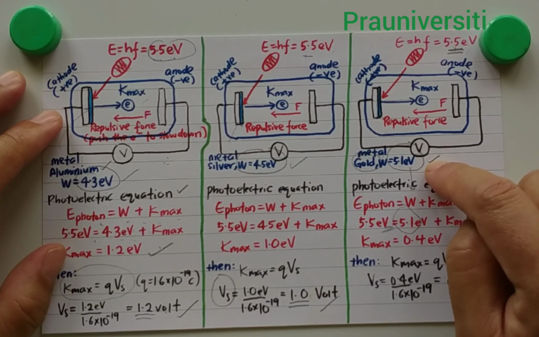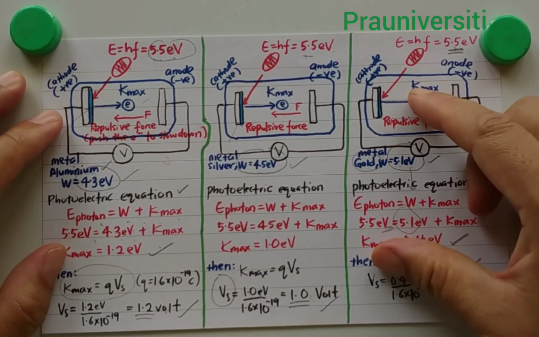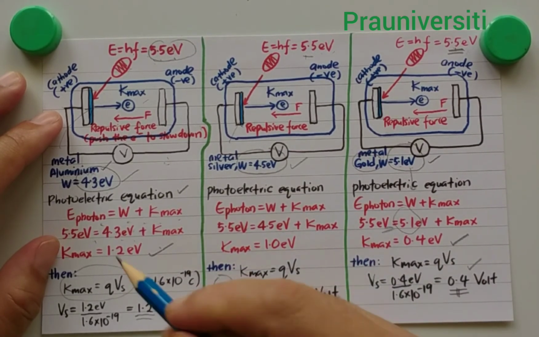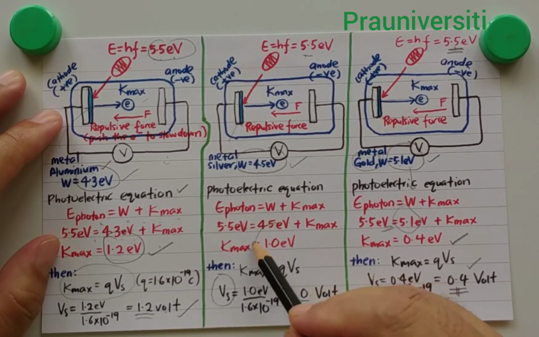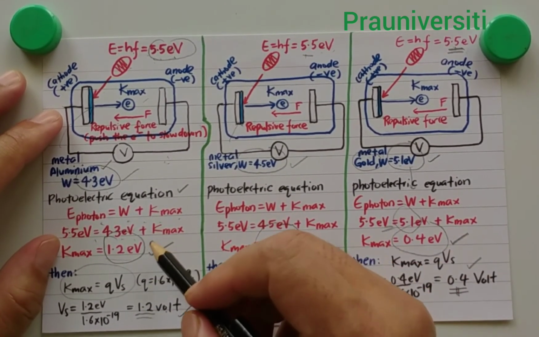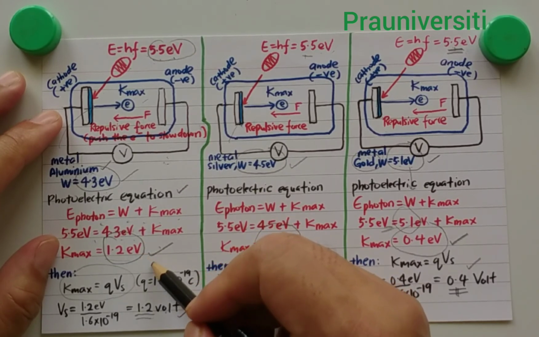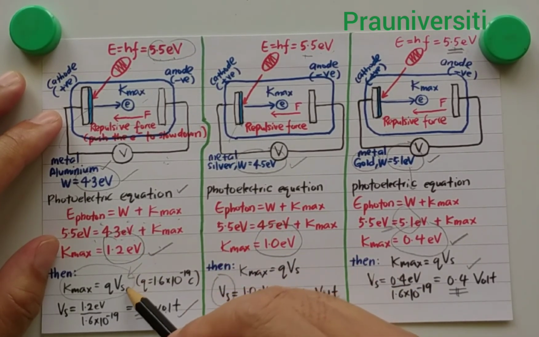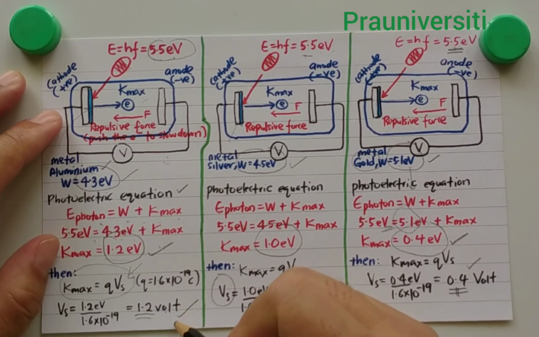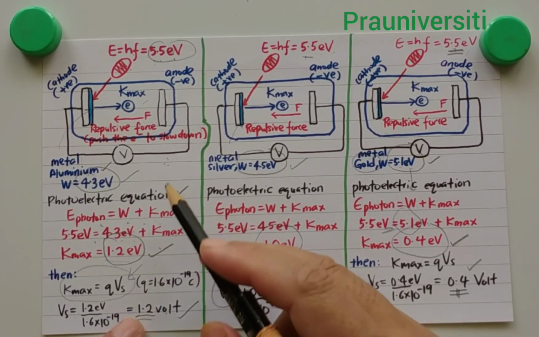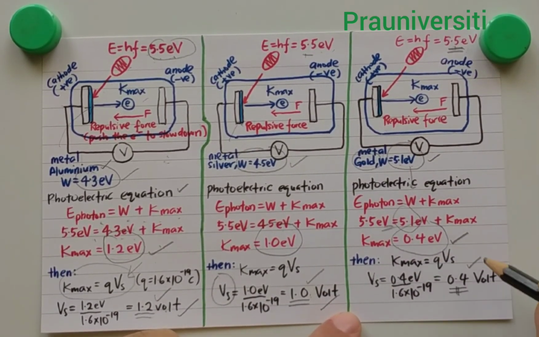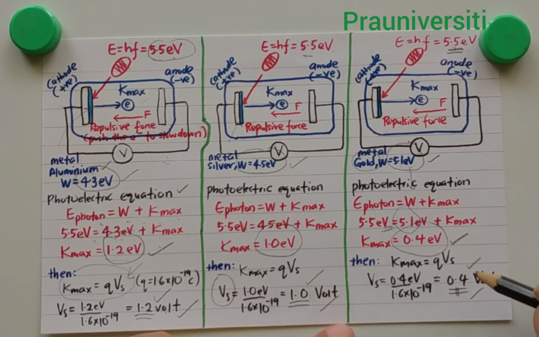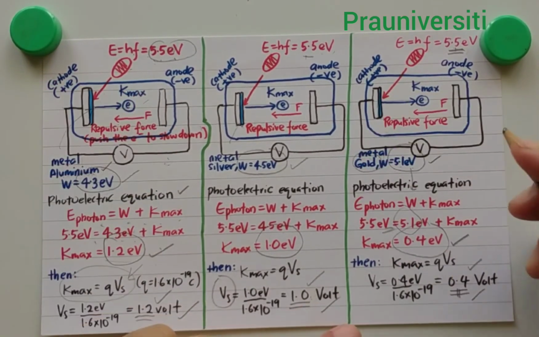For the different work functions, we have different maximum kinetic energy of the electron. Because of the difference in the maximum kinetic energy, when we apply this equation we get a different answer for the stopping voltage. So case number 1 is 1.2 volts, the second diagram is 1.0 volt, and the third diagram is 0.4 volts. That is the explanation for these diagrams.